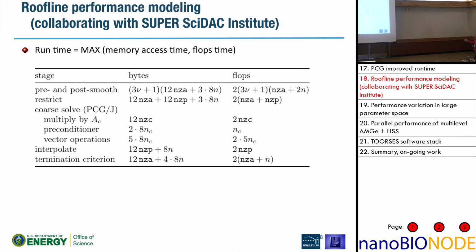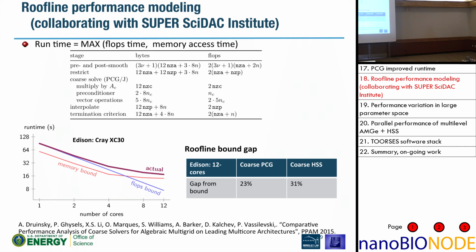That's your runtime. For a simple algorithm, like the coarse-grid PCG, you can count everything: the bytes, how much memory you need to stream all this data from DRAM to the processor, and the flop count. You take the amount of bytes divided by the DRAM bandwidth. That's your memory access time. At least you need that much time. And the flop count divided by the flop rate of the machine, that's the minimum time you need.